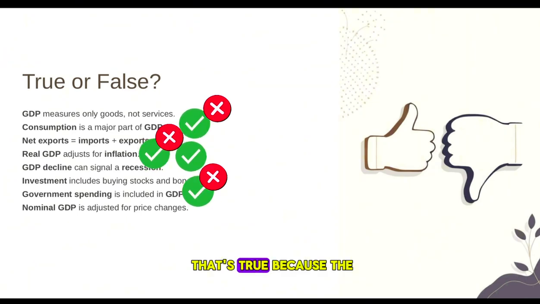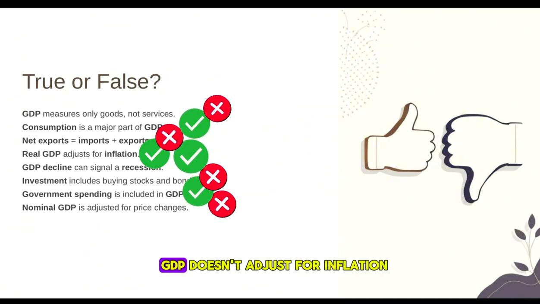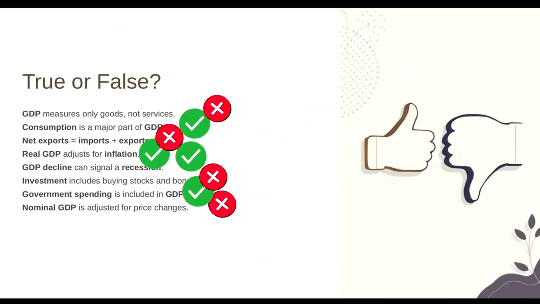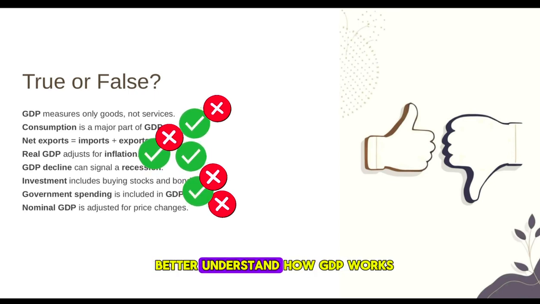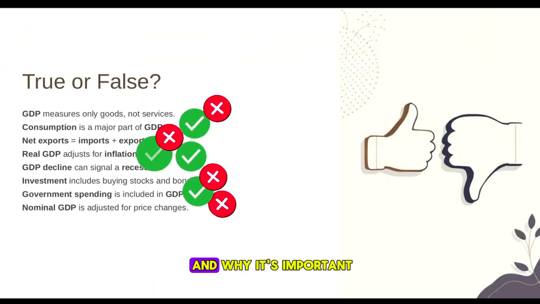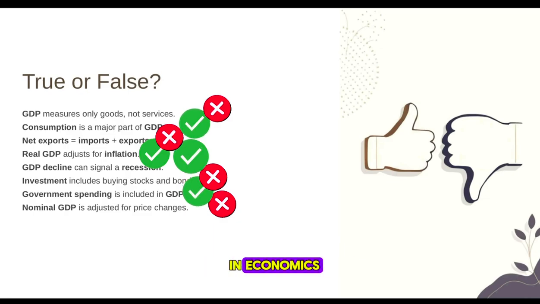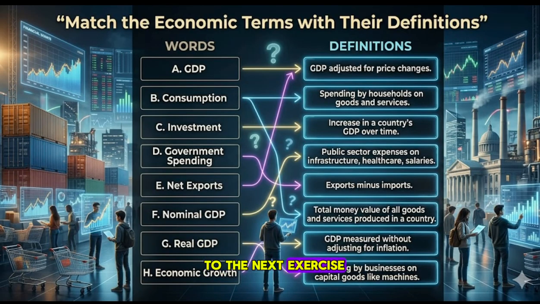That's true because the government spending is one of the four main components of GDP. And finally, number 8, nominal GDP is adjusted for price changes. That's false because nominal GDP doesn't adjust for inflation. It does real GDP. Excellent job, everyone. These questions help us better understand how GDP works and why it's important in economics. So let's move on to the next exercise.